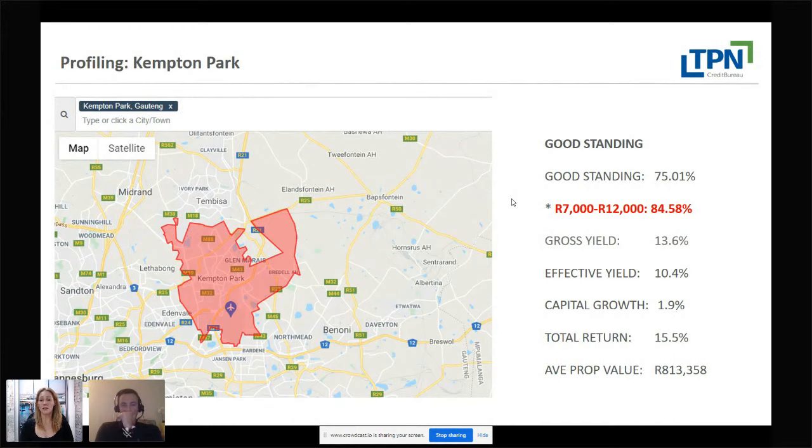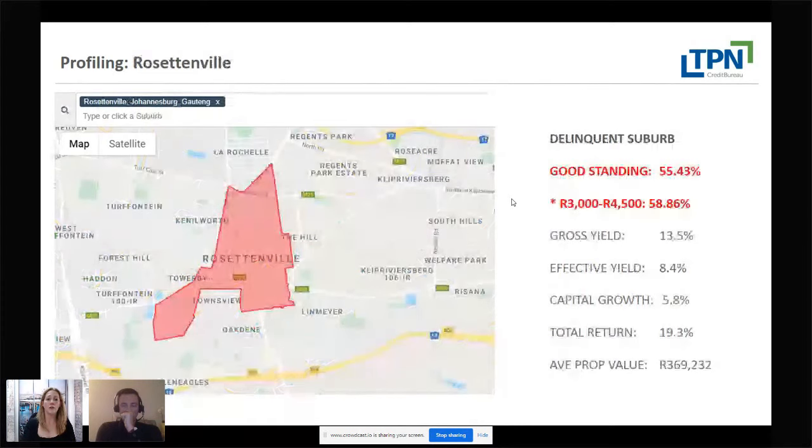We've got a gross yield of 13.6%. If we take the delinquencies out, we've got an effective yield of 10.4%. Our capital growth is shocking. It's 1.9%. You take inflation off that, and we're actually going negative. But our total returns per annum then are 15.5%. The average property value in Kempton Park is 813,000 Rand for a sectional title property. I'm then going to look at Rosettenville, which I've highlighted as our delinquent suburb.